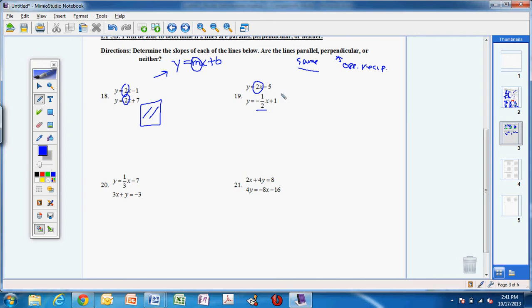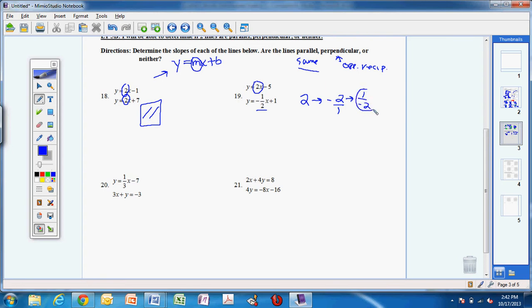To find the opposite reciprocal, you can pick either one. So I'm going to look at 2. What's the opposite reciprocal of 2? Well, if we take the opposite of 2, that's going to make it a negative 2. And now I need to flip it, because that's what the reciprocal part means. So instead of being negative 2 over 1, it's going to be 1 over negative 2.